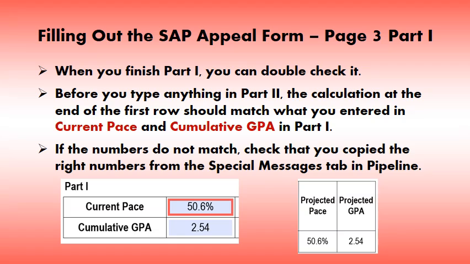A screenshot is shown of the current pace equals 50.6% and cumulative GPA equals 2.54 from Part 1. A screenshot is shown of the projected pace equals 50.6% and projected GPA equals 2.54 from Part 2.